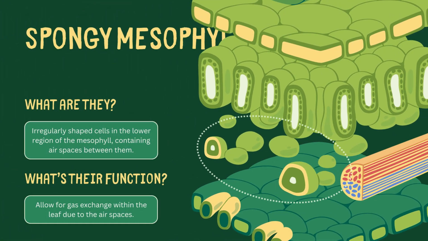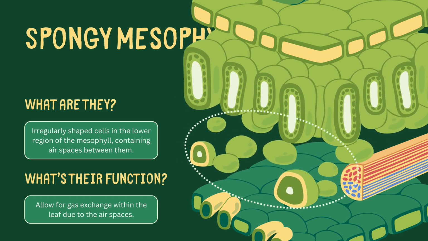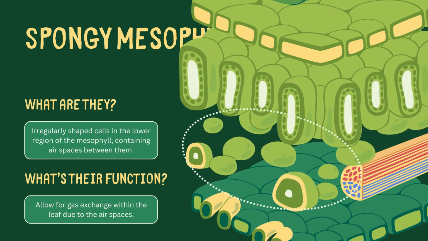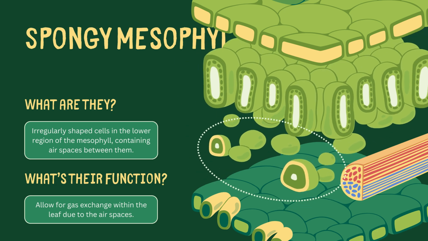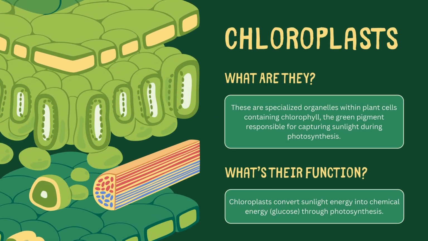Spongy mesophyll. What are they? Irregularly shaped cells in the lower region of the mesophyll, containing air spaces between them. What's their function? Allow for gas exchange within the leaf due to the air spaces.